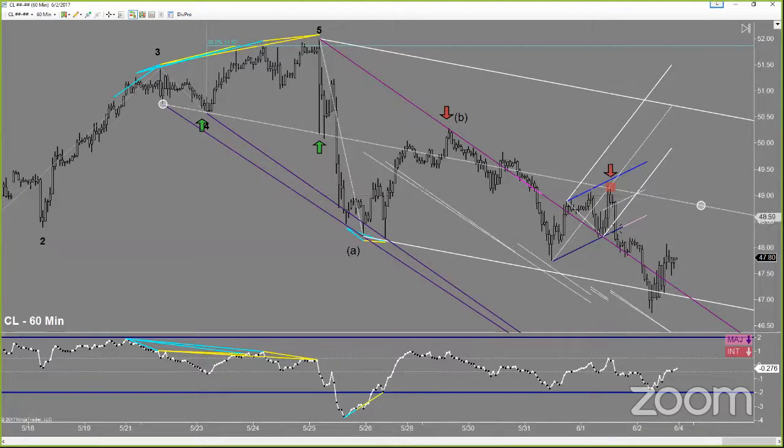And then this smaller upsloping channel, we did the exact same thing on that center median line. So that was the short of yesterday.